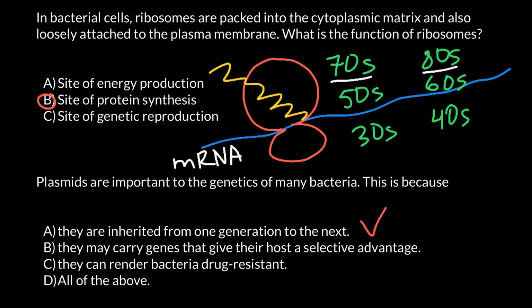Answer B, they may carry genes that give their host a selective advantage. This is also a true answer. And answer C, they can render bacteria drug resistant. Because we said that statement B is correct, plasmids may carry genes, and some of these genes can also provide drug resistance to bacteria. So as you see, the correct answer is answer D, all of the above.